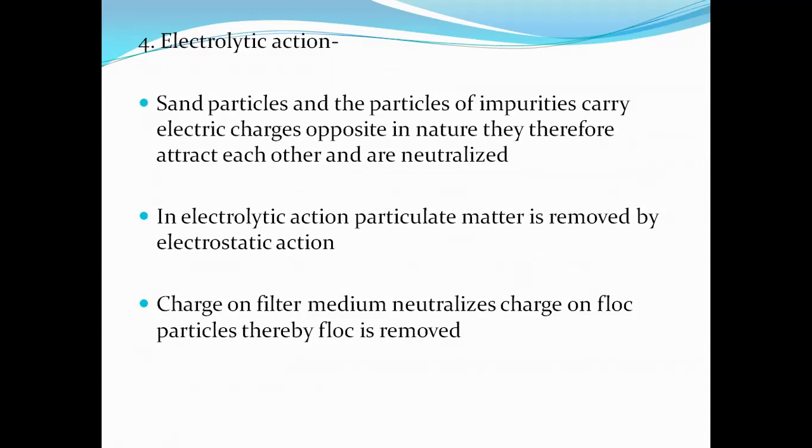In electrolytic action, particulate matter is removed by the electrostatic action. That is, a positive and negative charge get attracted, and this is known as the electrostatic action, and the particulate matter or impurities are removed by that electrostatic action. Then the charge on the filter medium neutralizes the charge on the flock particle, therefore the flock is removed.